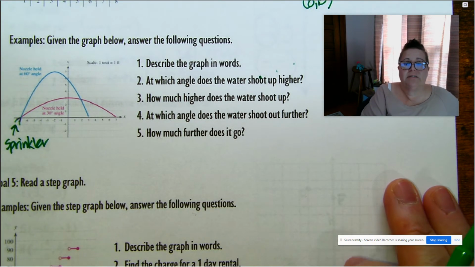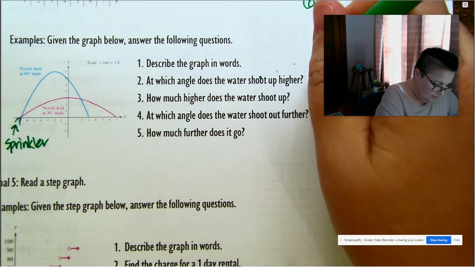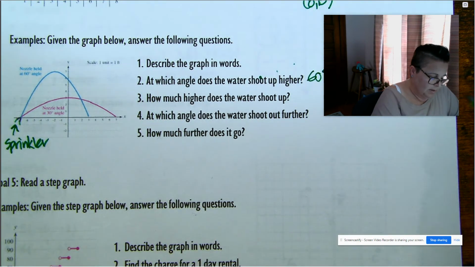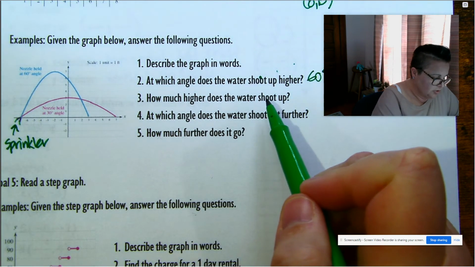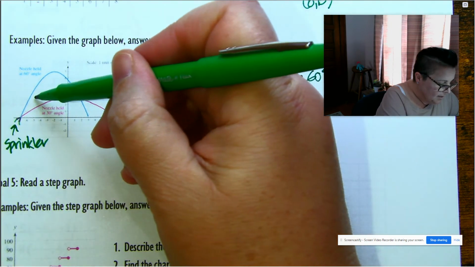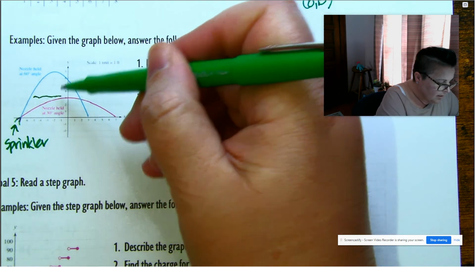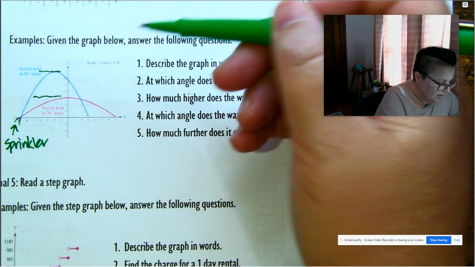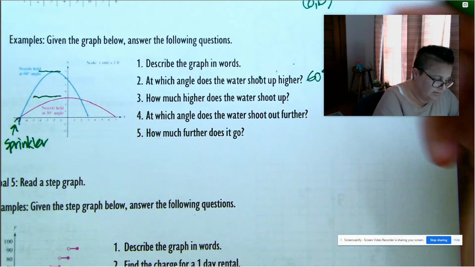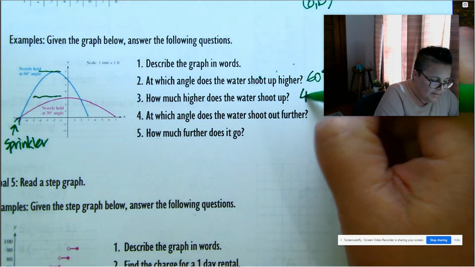What angle does the water shoot up higher? Well, 60 degrees. The 60-degree angle gets the water to shoot up higher. How much higher does the water shoot up? Ooh, okay. So in the red one, it levels off here, and in the blue one, it levels off there. So that's a difference of 3 to 7, so 4 feet.